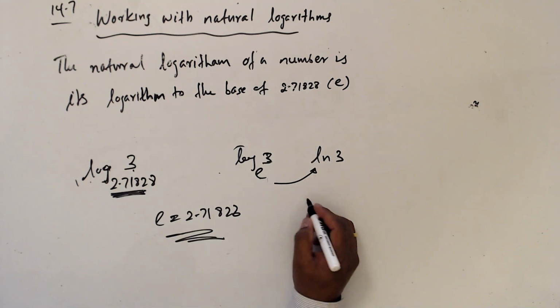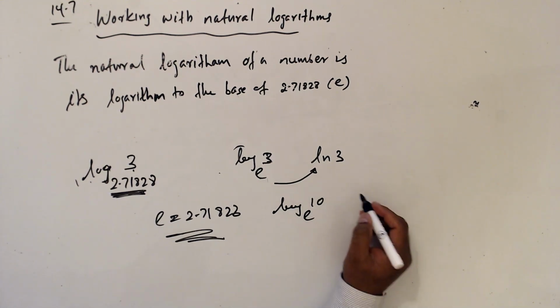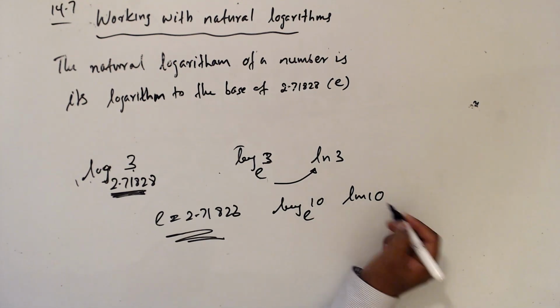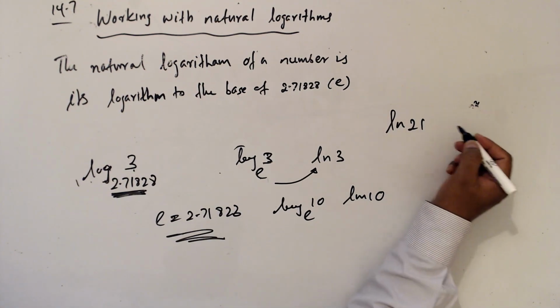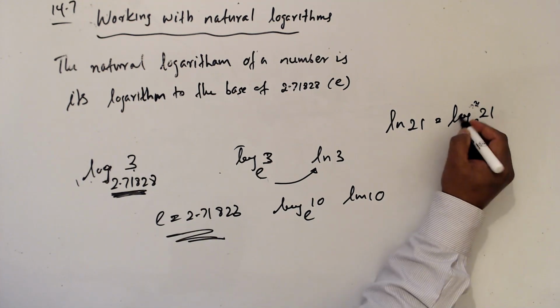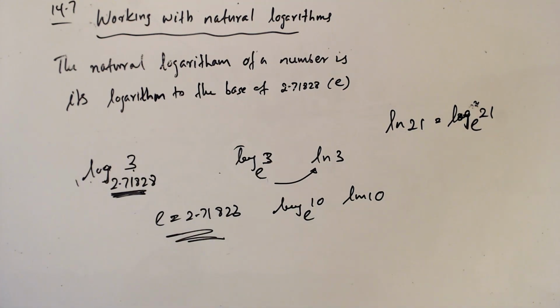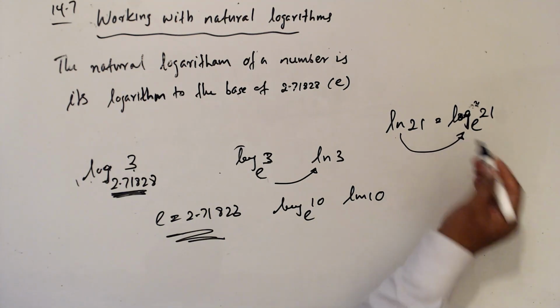I can write log base e of 10 simply as ln 10. If I write ln 21, what is the meaning of that? It is log base e of 21. If you are confused by ln, you can look at it in this form.